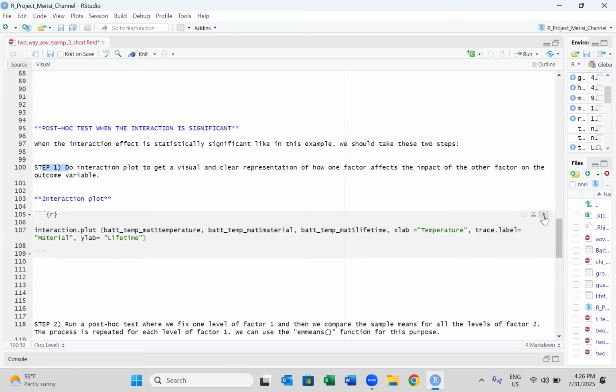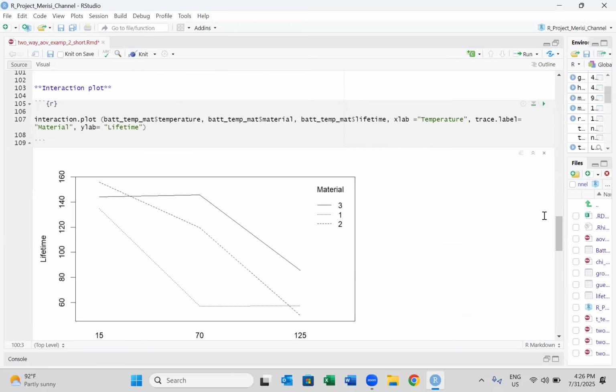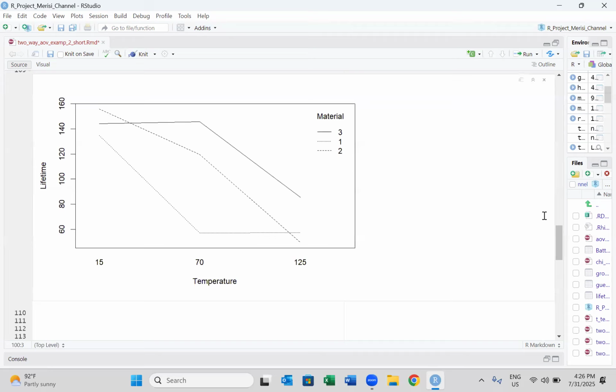And when we do the interaction plot, we clearly see the presence of interaction. Why? Well, in this plot, the different lines represent different materials. So the straight line is material 3, the dotted line is material 1, and the dashed line is material 2. Here we can see that, let's take a look at temperature, the x-axis.